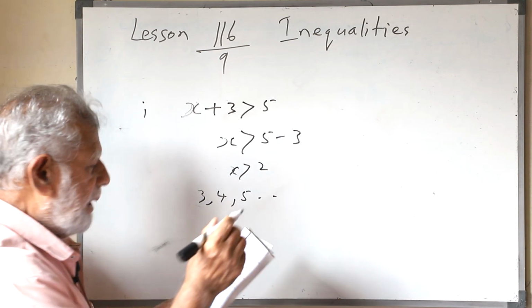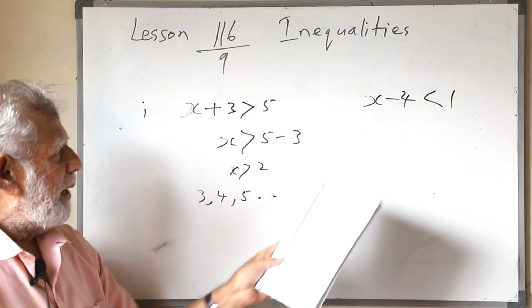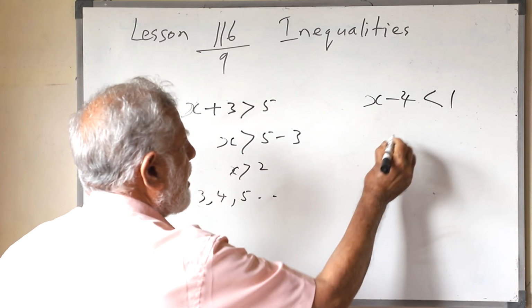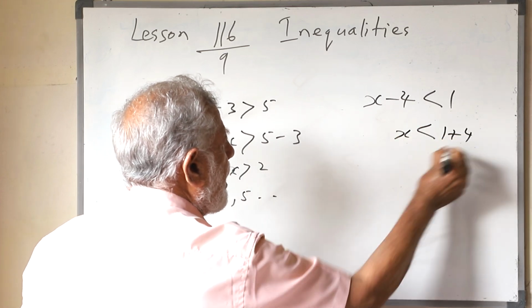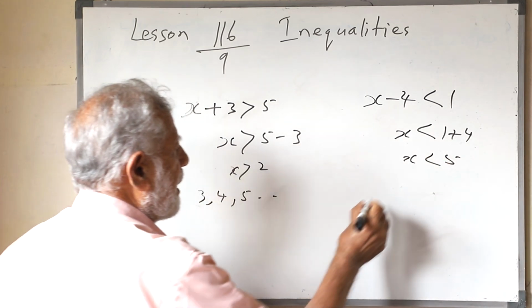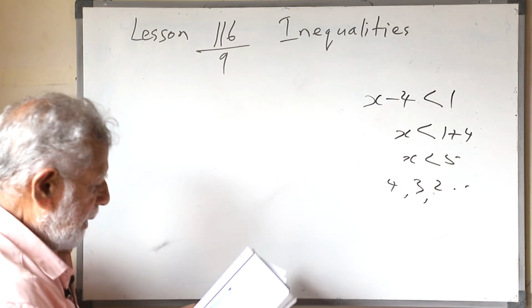X minus 4 is less than 1. Keep the inequality sign as it is and treat this as an equation. So, minus 4, bring it to that side. So, it will be x is less than 1 plus 4. So, x is less than 5. So, x is less than 5 will be 4, 3, 2, etc. Look at the next one.